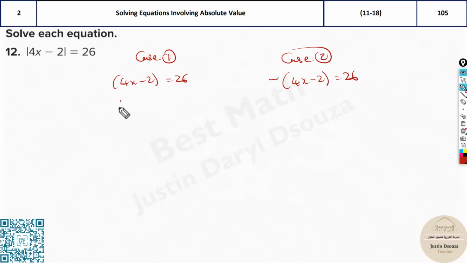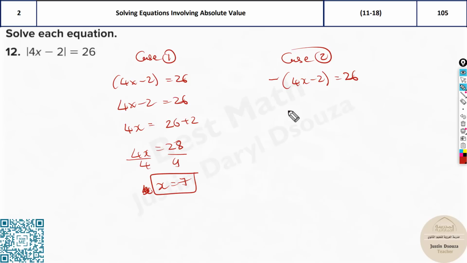Let me do it. 4x minus 2 is equal to 26 itself. So here you take this 2 to the other side. It will be 4x is equal to 26 plus 2. That will be 28. That is 4x. Divide both the sides by 4. What do you get? 1 time over here, 7 times. So x is equal to 7. That's the correct answer.